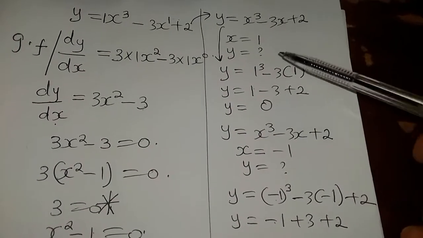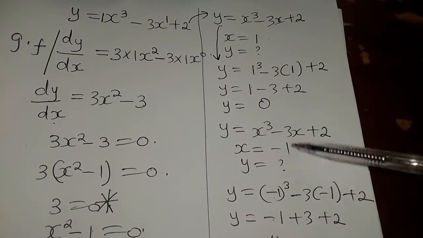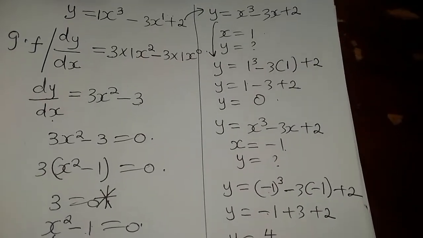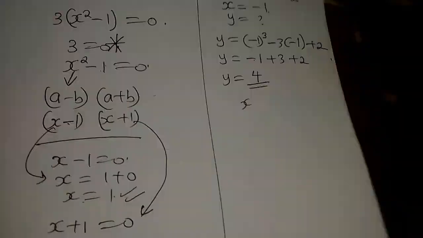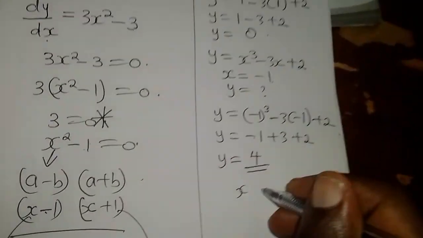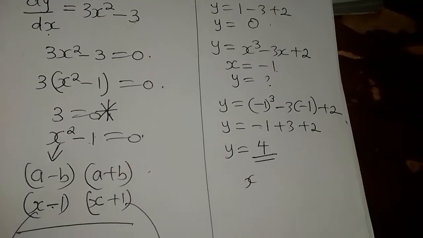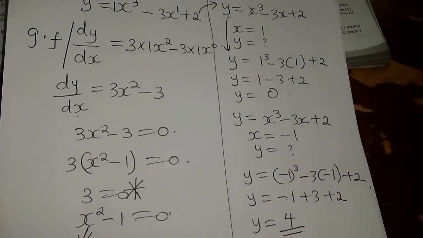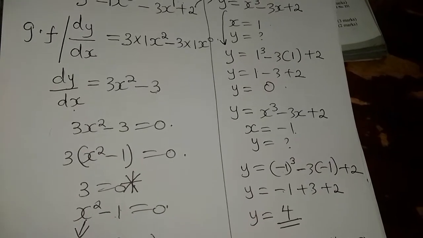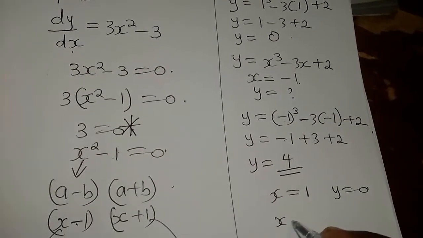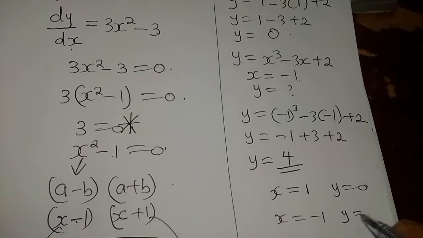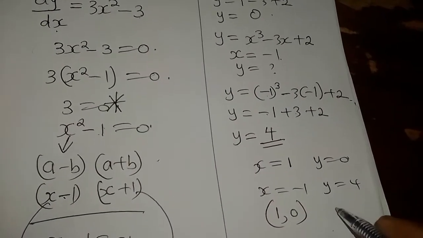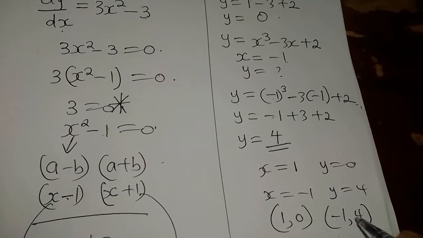Good. So when x is 1, y is 0. When x is negative 1, y is 4. So let me now write the corresponding values of y, and of course they should be written in this order. If x is 1, y is 0, and if x is negative 1, y is 4. So the turning points of the curve will be (1, 0) and (negative 1, 4).